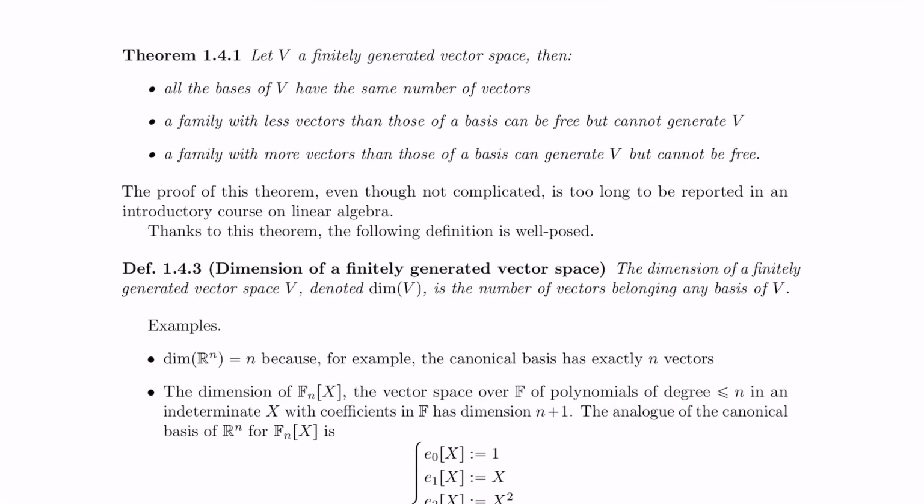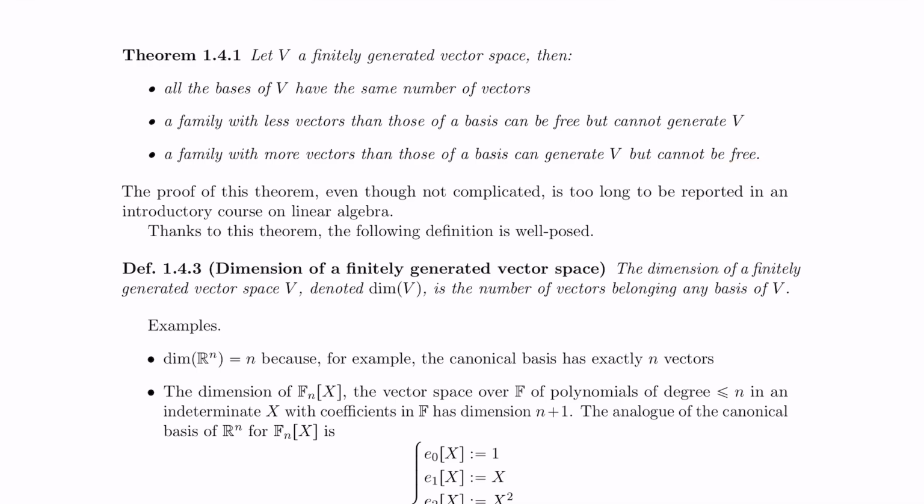The most important facts regarding the number of vectors contained in a basis are stated in this theorem. Let V be a finitely generated vector space, then all the bases of V have exactly the same number of vectors. Then a family with less vectors than those of a basis can be free but can never generate V. Finally, a family with more vectors than those of a basis can generate V, but it can never be free.